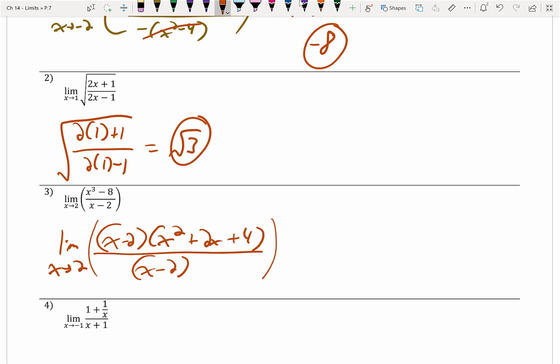No. But the problematic factor, the x minus 2, was the problem, and that's able to cancel out. Yep. I plug in, and you get 2 squared plus 2 times 2 plus 4, which is 4 plus 4 plus 4, or 12.